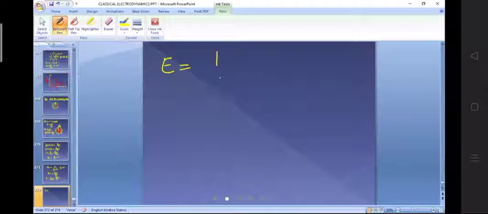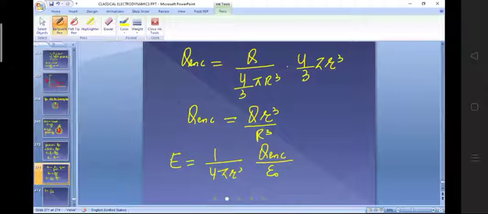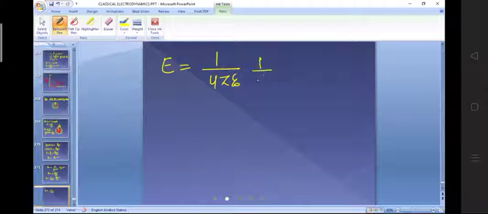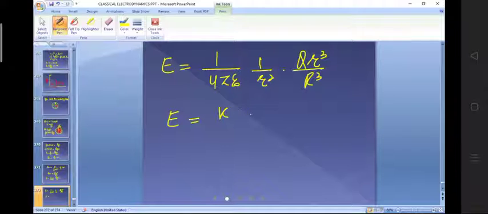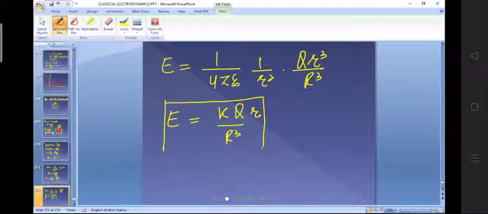Pay careful attention, beta. 1 by 4 pi epsilon naught, then the numerator, there is 1 by r square. So here I will write 1 by r square, and in place of Q enclosed we will write Q multiplied by small r cube divided by capital R cube. Then this r square will cancel with this. So what we have is 1 by 4 pi epsilon naught, which in turn equals K, multiplied by Q small r divided by R cube. This is the electrostatic field inside, when small r is less than capital R. This is the electrostatic field, KQ small r divided by R cube.